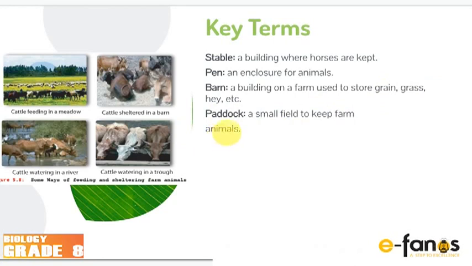your farm animals. So you've got a field or a paddock, that's a meadow there. You've got cattle sheltered in a barn, cattle washing in a river, and cattle watering in a trough.